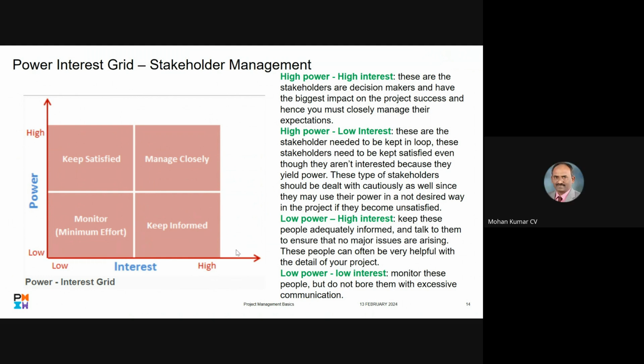Okay. See, now when you are looking at stakeholders, you need to look at what is the power they have and what is the interest they have on the project. Because this is always you get into 2 by 2 matrix. So drawing a 2 by 2 matrix is very, very important. You know what is meant by 2 by 2 matrix?